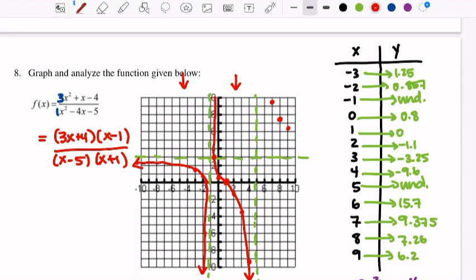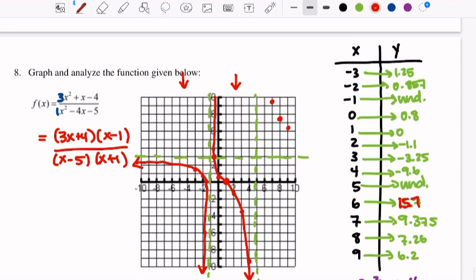And then this one, for 6, we did get 15.7, so that's like way up here. And then we kind of come down here. And then just smoothly going in. It looks like it's going to take a while to get near our horizontal asymptote there. Oops, I should put an arrow here. So this is what our graph is going to look like.